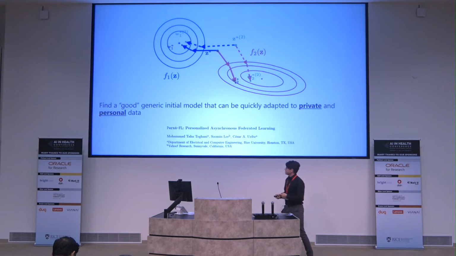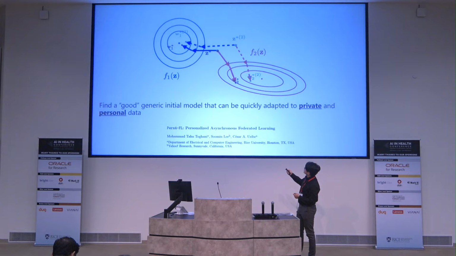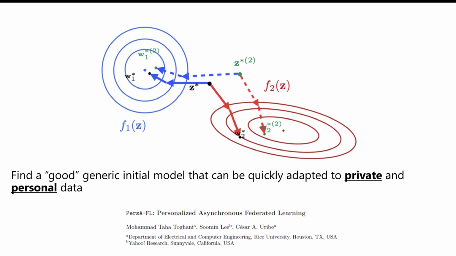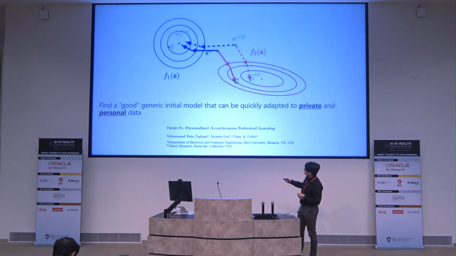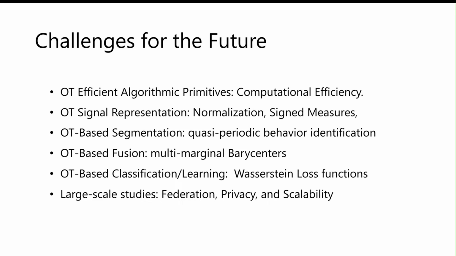And of course, personalization. If we have 2 patients, the red and blue, you want to find a good spot such that you can train models that can personalize to individual patients, because we know each individual patient might have different characteristics. So again, we have studied how to do generic initial models that can be quickly personalized to individual patients as well. So just to finalize, we have some challenges for the future.